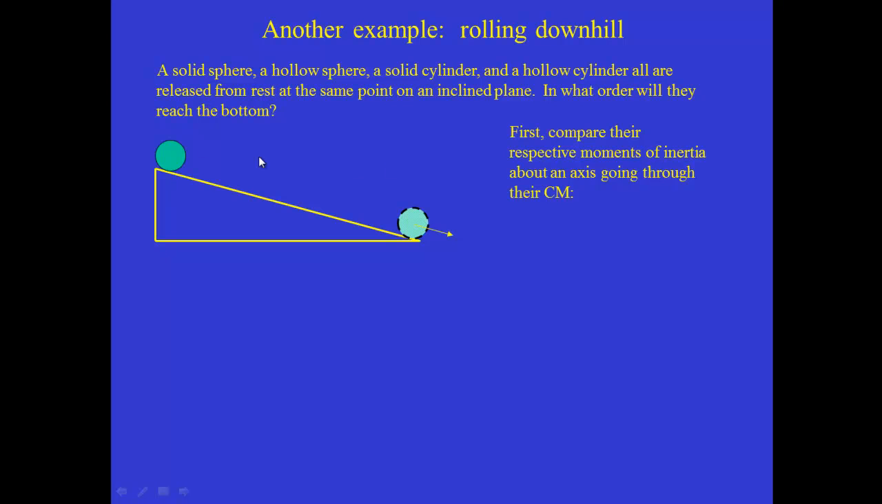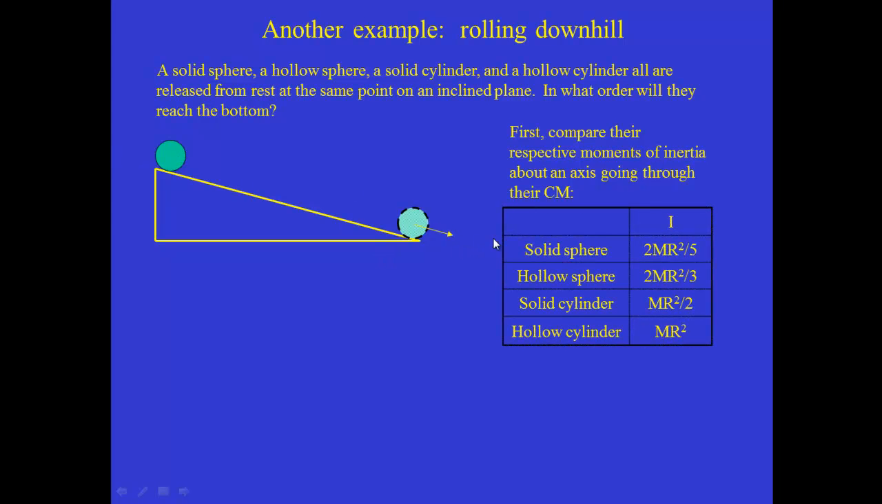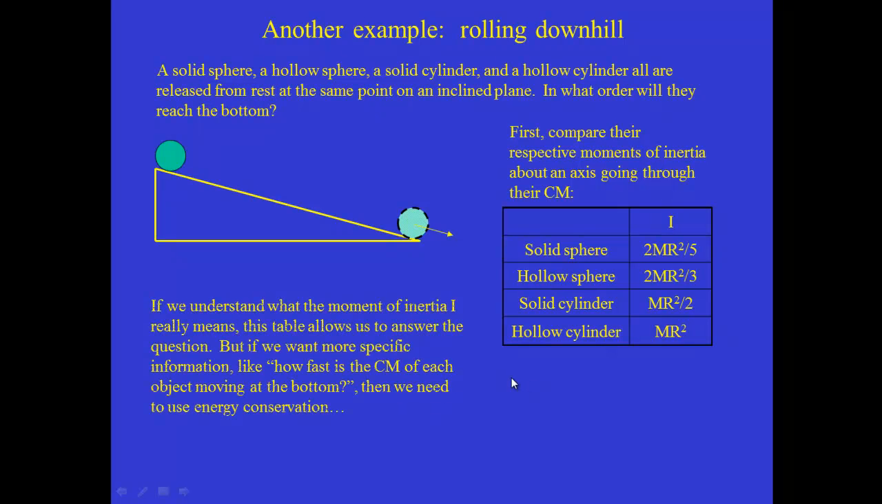Qualitatively, we can really answer this question if we just compare the expressions for the moments of inertia about an axis that goes through the center of masses of these objects. And the table in the book shows us these relatively simple formulas that all have the form that they have some fraction times the mass times the square of the radius. And if we understand what moment of inertia really means, this table allows us to answer the question.